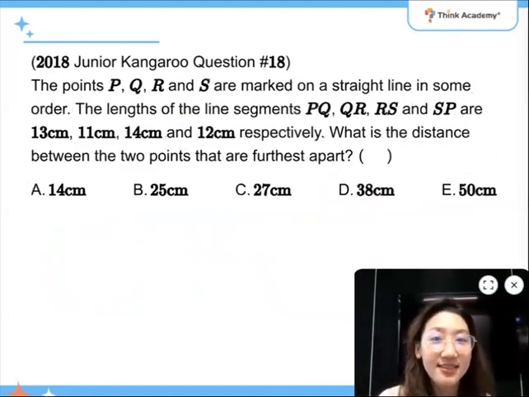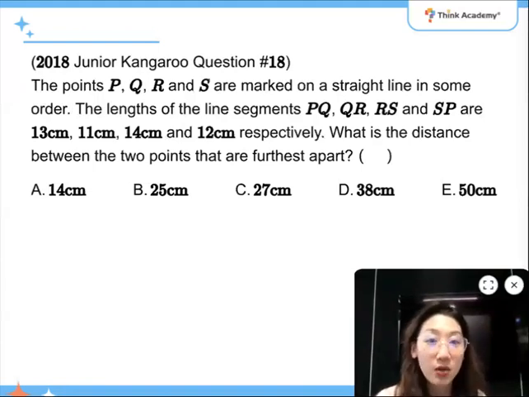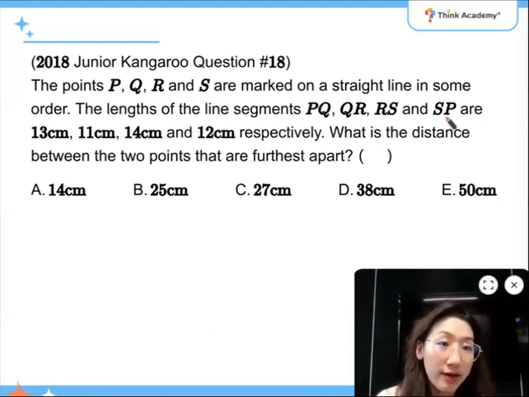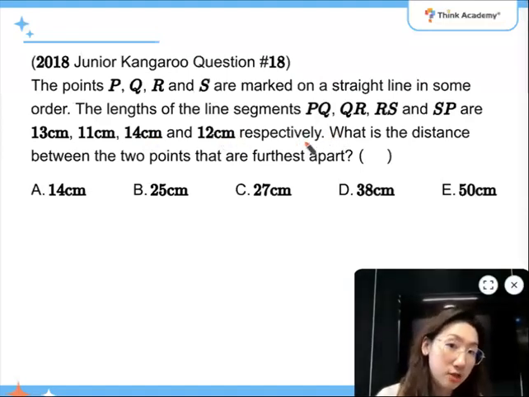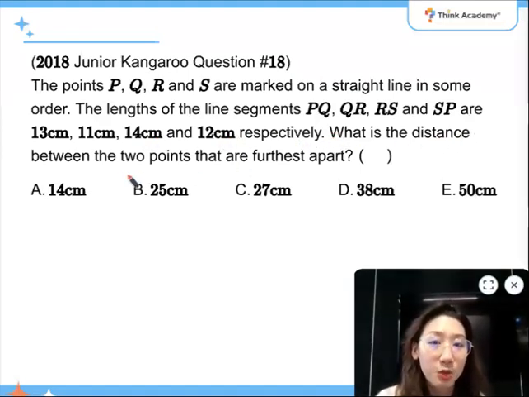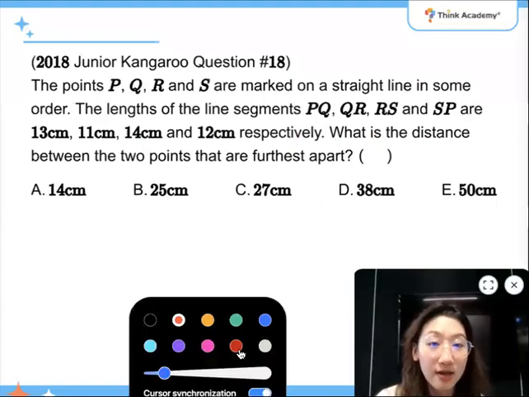Nice. Now let's look at question number 18. It's a very nice one. Here, the points P, Q, R, S are marked on a straight line in some order. So the lengths of the line segments PQ, QR, RS, SP are 13, 11, 14, 12 centimeters respectively. What is the distance between the 2 points that are furthest apart?